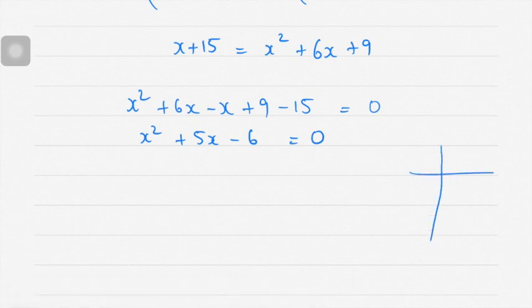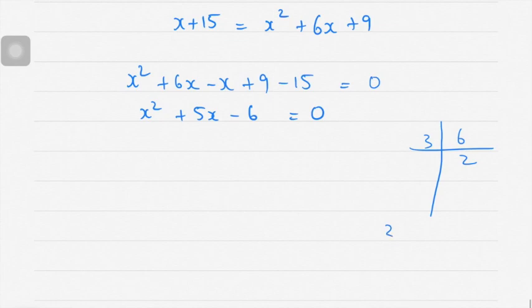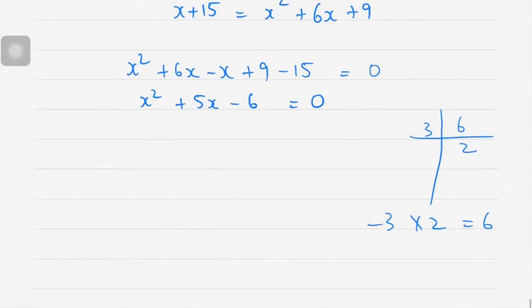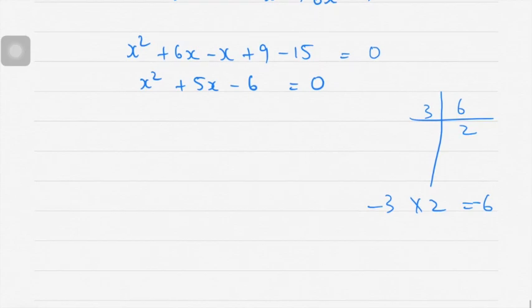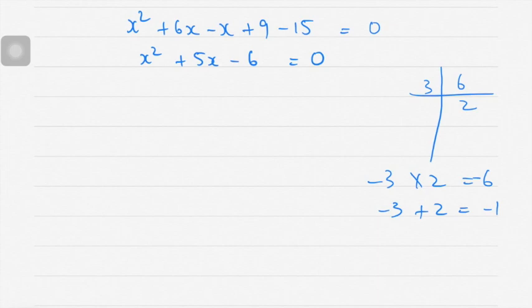Now, 3 2s are 6. Okay, so 3 into 2 is 6. That is right. I want minus 6. So if I do minus 3 into 2, it is minus 6. But when I add those numbers, minus 3 plus 2 is minus 1. I want my answer to be plus 5. Correct? So 3 and 2 is not the number.